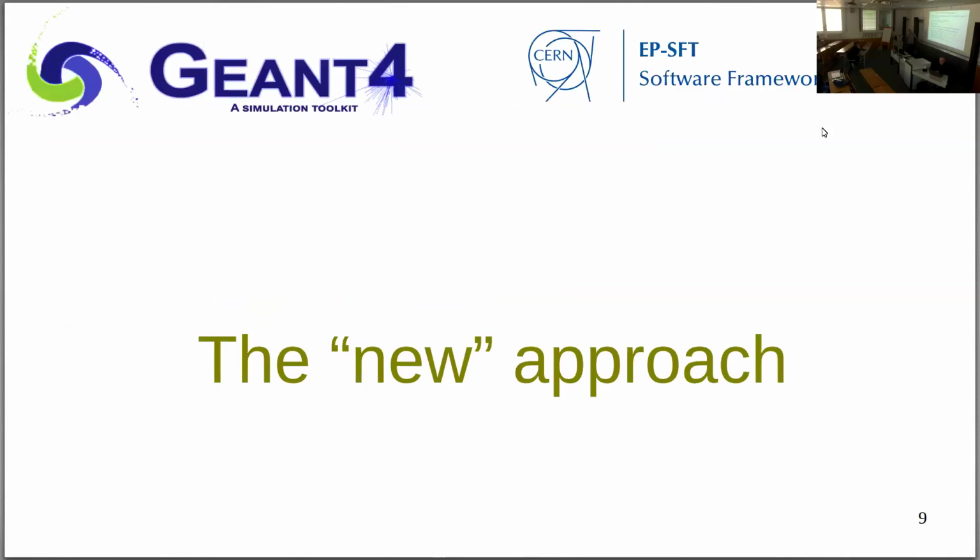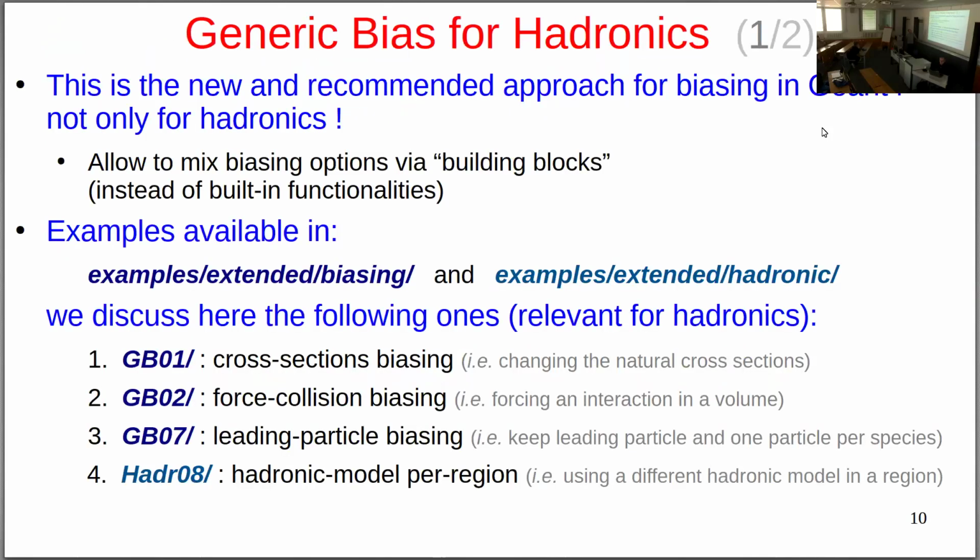So let's see this new approach. There is a directory, example extended biasing and example extended hadronic, where you see some of what I want to show you today. So we will see these 4 examples very quickly. There's plenty of code, but this is boilerplate code that you don't need to modify, you don't need to understand line by line, but you can easily reuse. And I will show you only a few lines where you eventually need to put your hands if you want to adjust for your case.